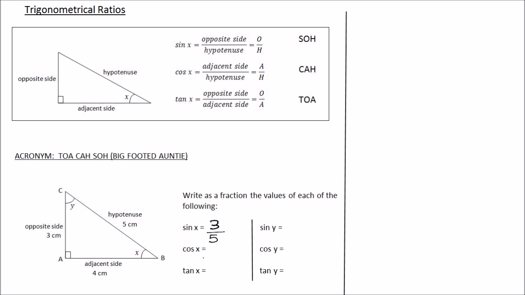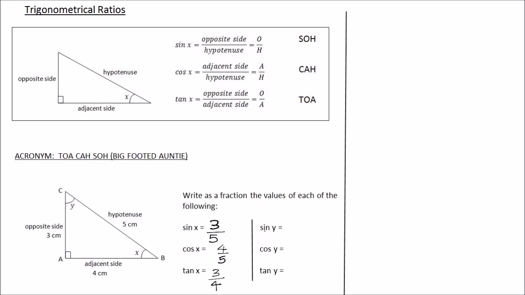Now for cosine of the angle x is the adjacent side over the hypotenuse as given in the acronym here. Cosine is adjacent over hypotenuse, so it's 4 divided by 5. Now the tangent of the angle x is opposite over the adjacent side. So it's 3/4.